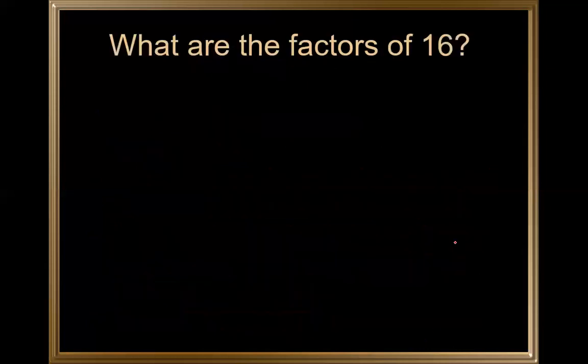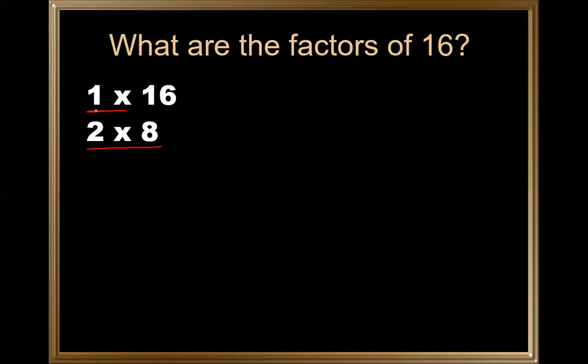So let's find the factors of 16. Firstly, 1 into 16, 1 multiplied by 16. So we have to start with 1 multiplied by 16. This will give you 16 only. Next is 2 multiplied by 8. So this will give you 16 also. The next counting number after 1 is 2. 2 multiplied by 8 is 16.